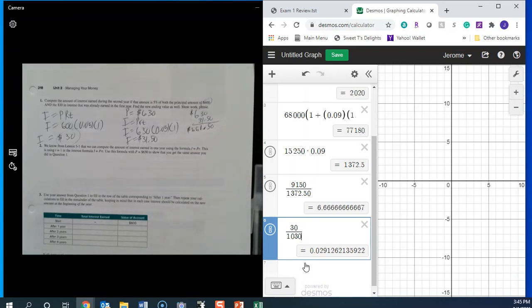Okay, number 2. It says we know from lesson 3.1 that we can compute the amount of interest earned in 1 year using the formula I equals PR. This is using T equals 1 in the interest formula, I equals PRT. Use the formula with P equals $630 to show that you get the same answer you did in question 1.